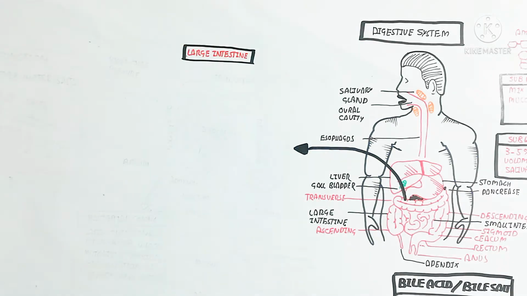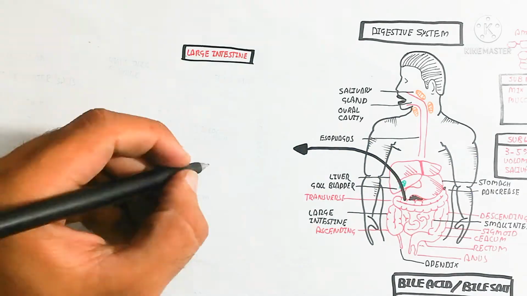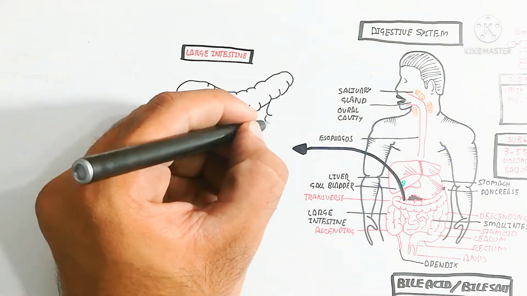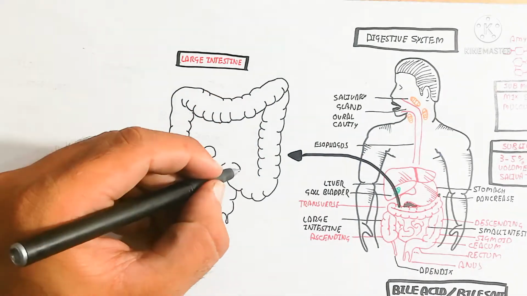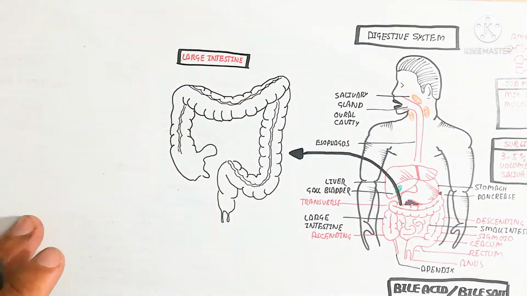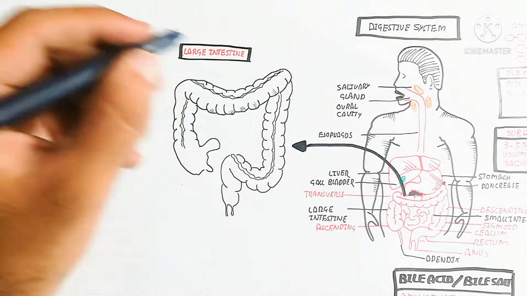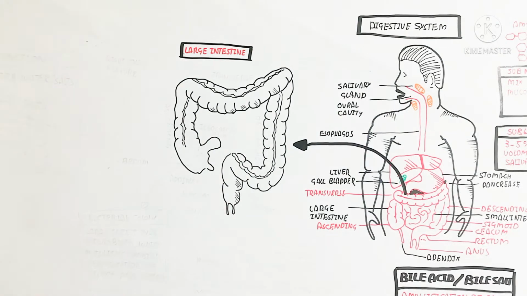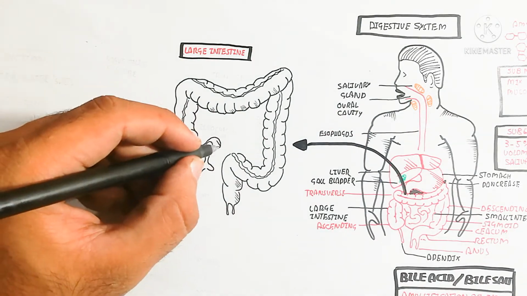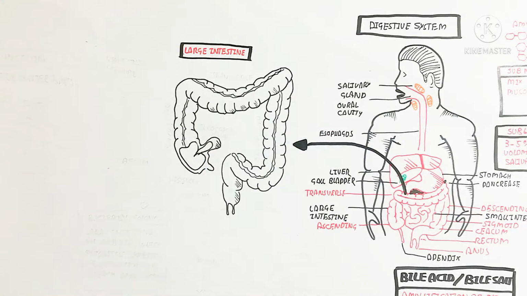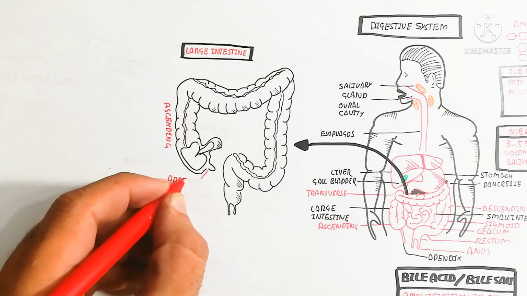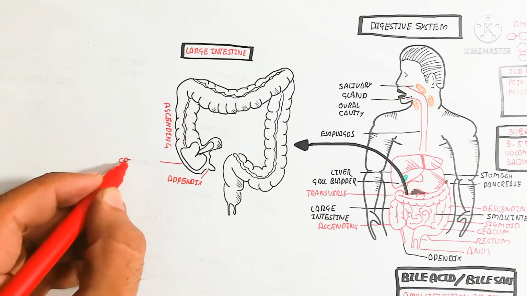So let's draw this; we will discuss the large intestine. The large intestine contains different parts, so let's begin to understand. Here is the ascending colon, which comes after the ileum, which is bound with the ileocecal valve. So this is the ascending colon, and here is the appendix.